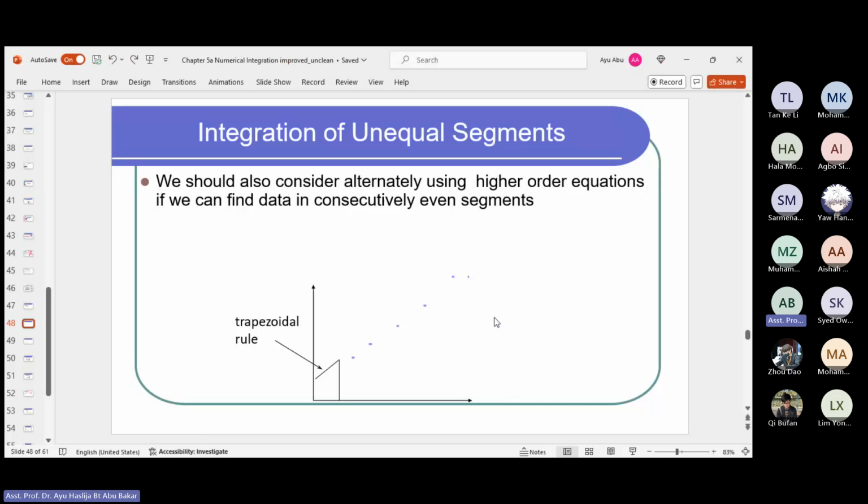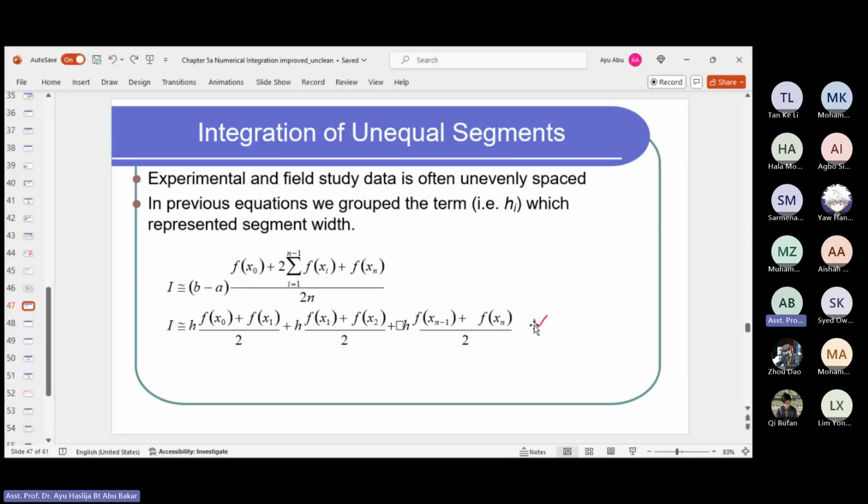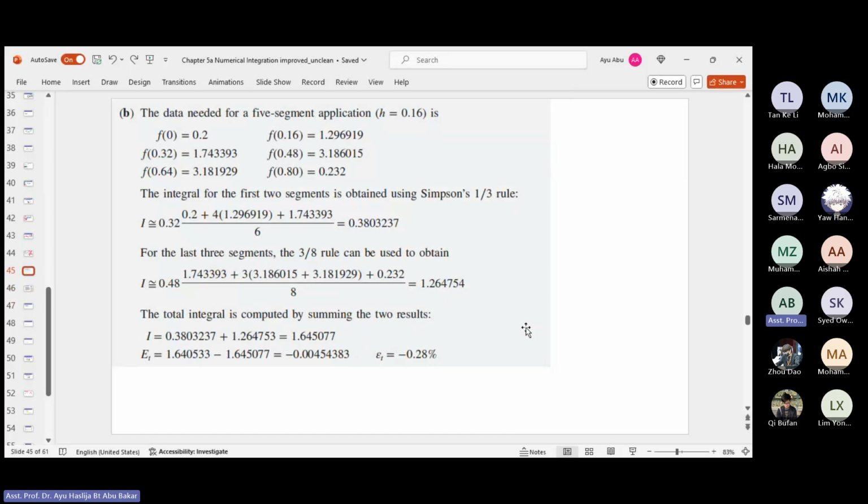We are using the slide integration of unequal segment. Are you using the correct slide or not? Integration. Yes, Miss. Okay, good. Now, we proceed to our lecture. Hey, wait. Sorry. I think I shared the wrong slide. Wait, this is the unclean one. Let me share again.